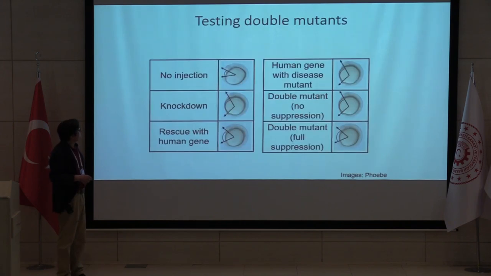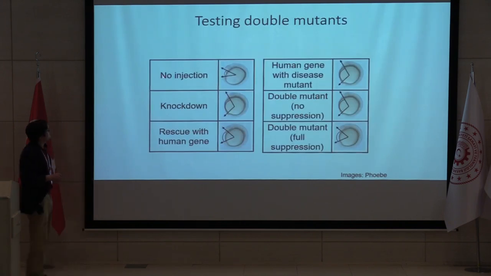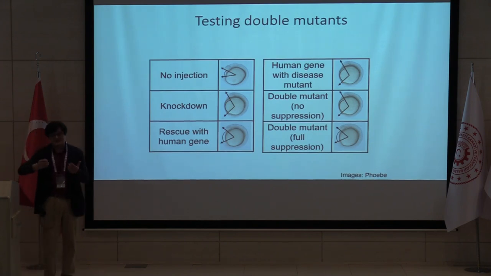So what you do is you look at the embryo, and then you knock down the gene. So the lack of the fish gene gives you the phenotype. And then you take human mRNA and rescue it back. So you know the human gene works in the fish background because you actually get the normal fish back by injecting human mRNA. And then the observation was the following: this is the assay to test human mutations.